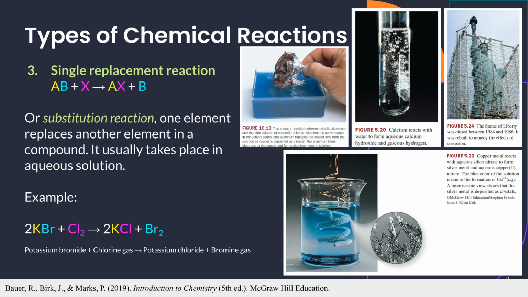In the example, chlorine gas reacts with potassium bromide. Chlorine is more reactive than bromine, so it displaces bromine and forms potassium chloride and bromine gas. Reactions like this are common in corrosion and metal extraction processes.